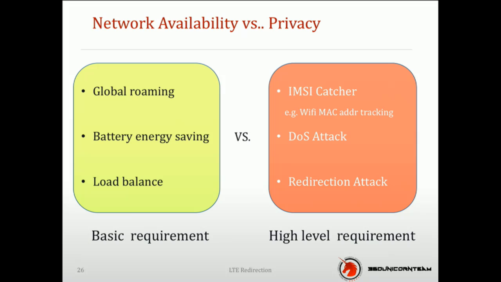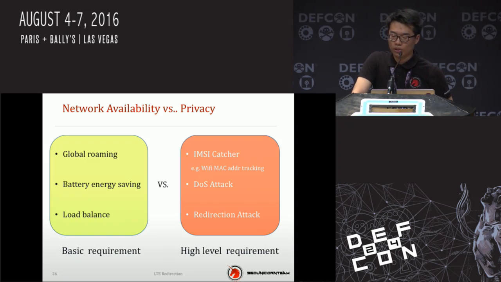So I explained the background reason of these three attacks here, and the IMSI catcher cannot be avoided because we need global roaming, and you have to first show your identity, and then do the authentication. Wi-Fi systems have a similar situation. We all know that people can use the MAC address to track you.